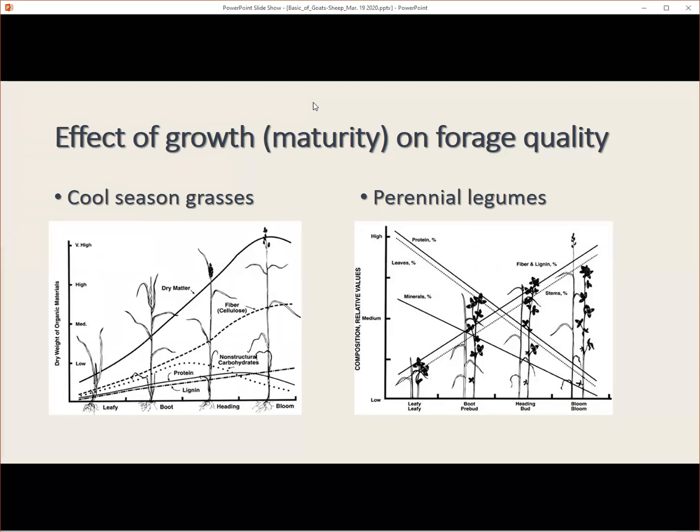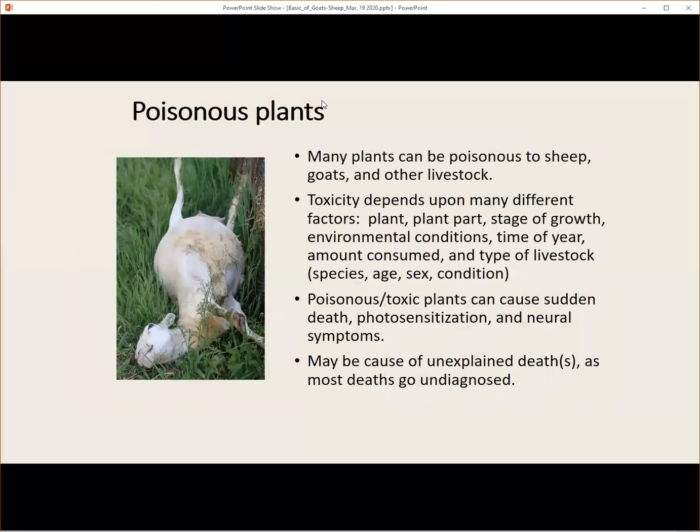Okay, I'll continue on. So the other thing we need to do every year, and before we turn animals into any pasture, particularly if it's a new pasture, we need to check for any poisonous plants. With our small ruminants, it doesn't take very much of a poisonous plant to kill one of these animals. And that is the one thing we don't want to do.